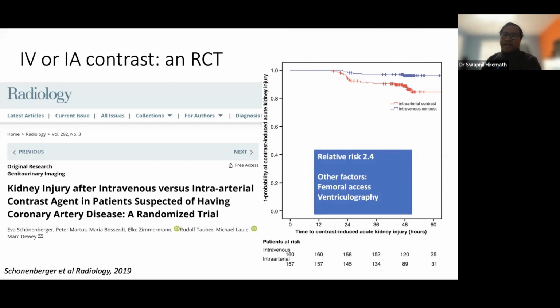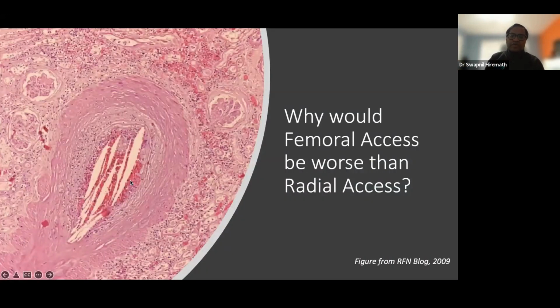Now, the other thing that happens when you're doing an intra-arterial contrast injection, and what they showed here, is that the risk factors included doing a ventriculography, which, as I said, is truly arterial. It is going into the kidney at a high concentration. And femoral access. So they reported that femoral access is worse than radial access. Now, why might that happen? Why would femoral access be worse than radial access? And this picture shows you why.